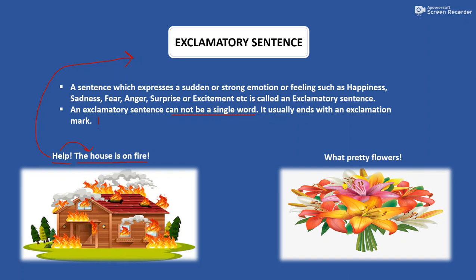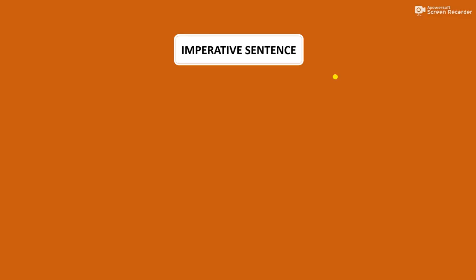Similarly, What pretty flowers! So that sudden feeling of happiness when you look at something very pretty or beautiful. So here it says, what pretty flowers. Again, we have a complete sentence here ending with an exclamation mark, and therefore this comes under the category of exclamatory sentences. Right? Now finally moving to the fourth type of sentence, which is imperative sentences.